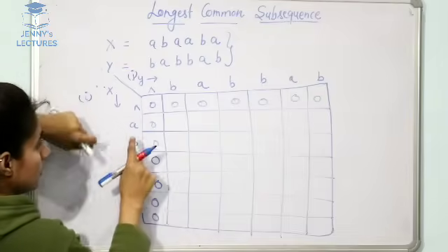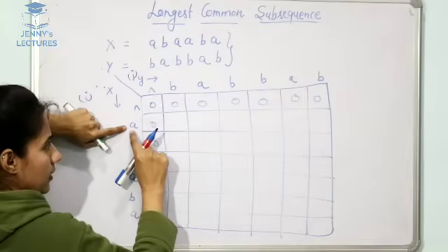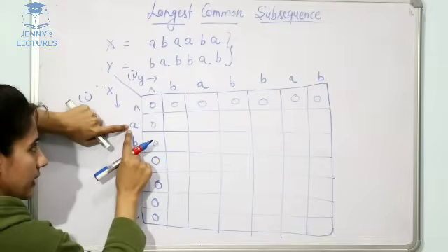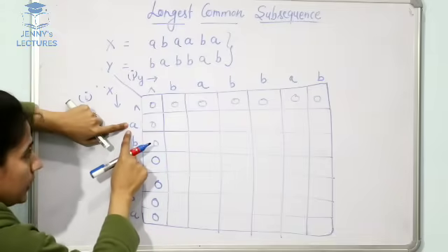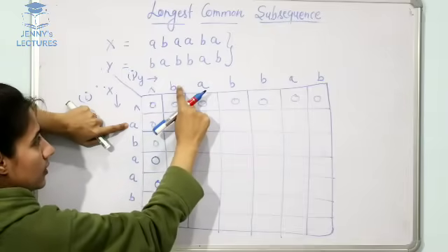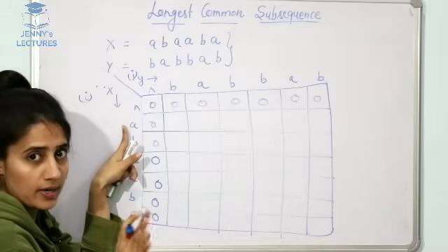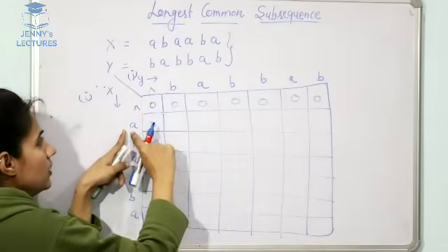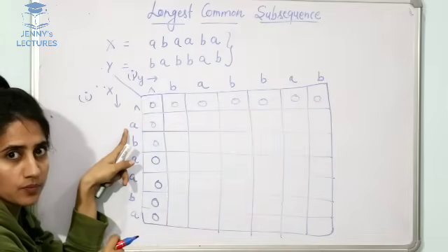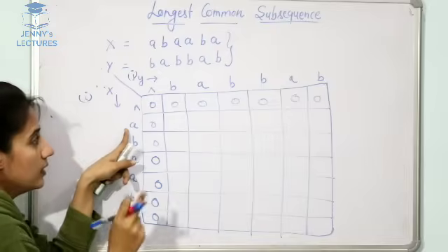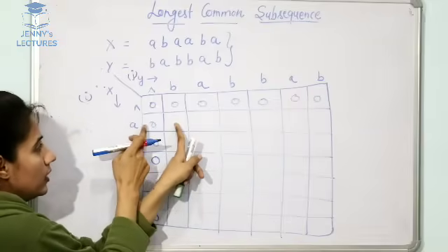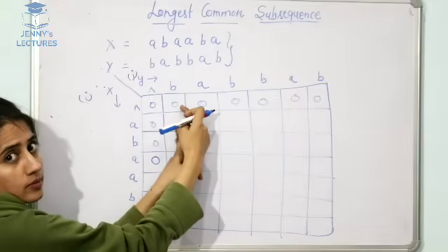Check, see. Now you have to fill out this entry. What is the character corresponding to this row? A, and what is the character from this string? That is B. A and B are different, not same. Fine. If these characters are different, then how will you fill out this entry? Here you will write the maximum of either this one or this one.